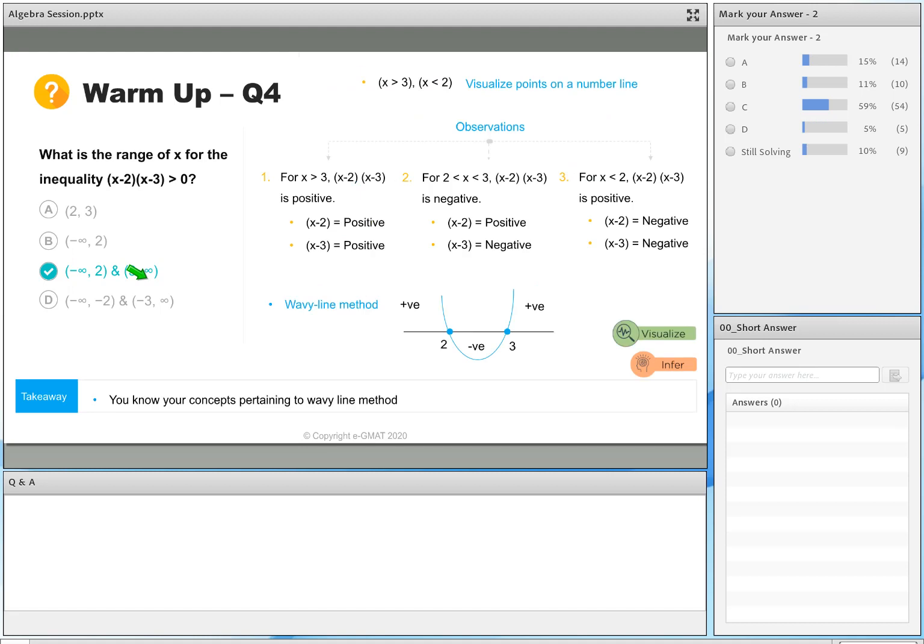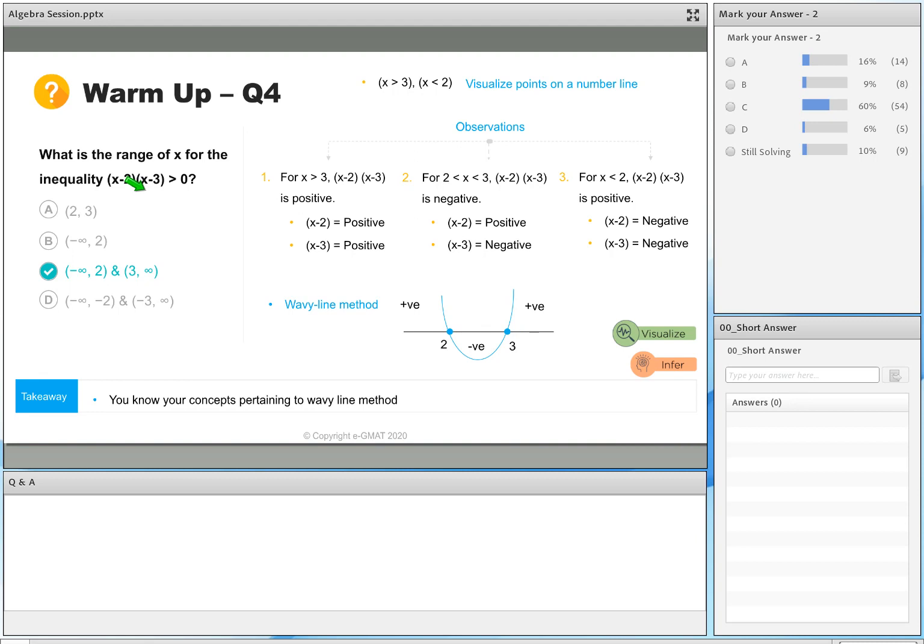Okay, now let me also give you the other method I was talking about, the wavy line method. Look closely. So here is the expression that you want to be positive. You want this product to be positive. First step, take each factor equal to 0 one by one. When you take x minus 2 equal to 0, you get x equal to 2. And from the second one, you get x equal to 3. These two, 2 and 3, I will call them 0 points or break points.